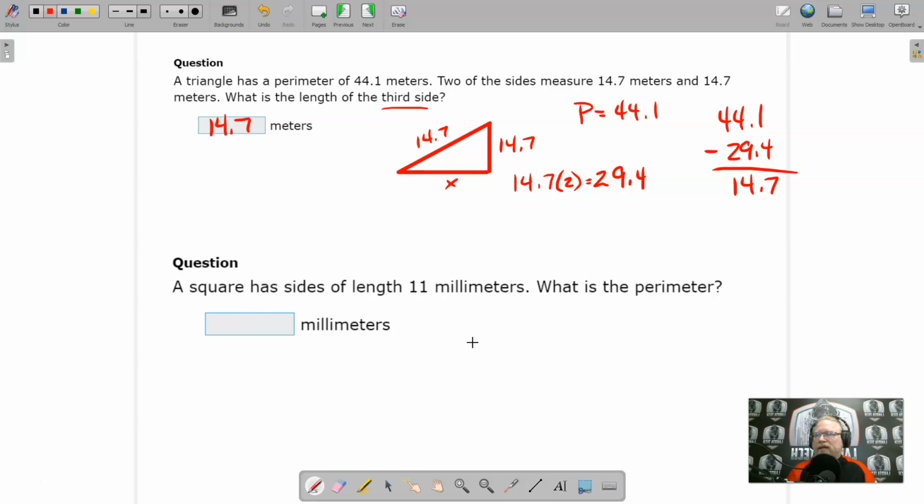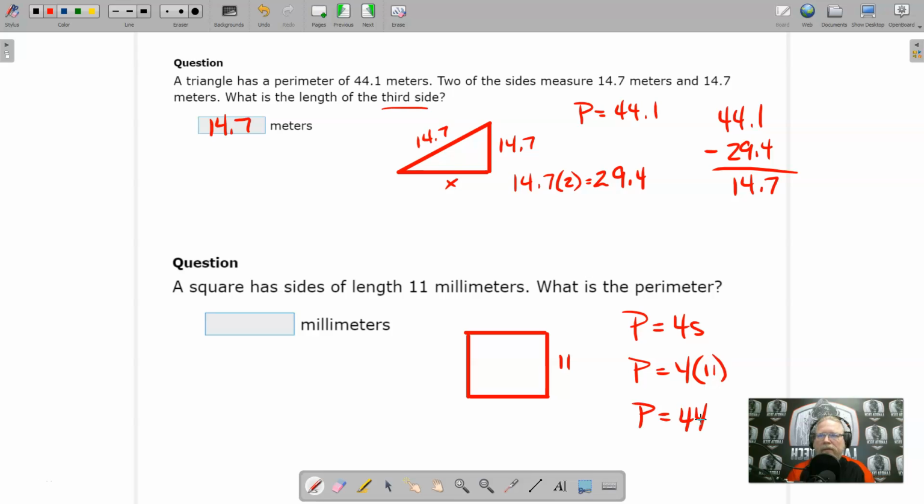A square has side lengths of 11 meters, so if it helps, draw a square. I'm not saying this is going to be a perfect square. It looks more like a rectangle, but at any rate, it has a side length of 11 meters. What is its perimeter? Remember, perimeter for a square is 4s, so let's plug in 11 for s, the length of a side. So perimeter is going to equal 44. So 44, in this case, meters.